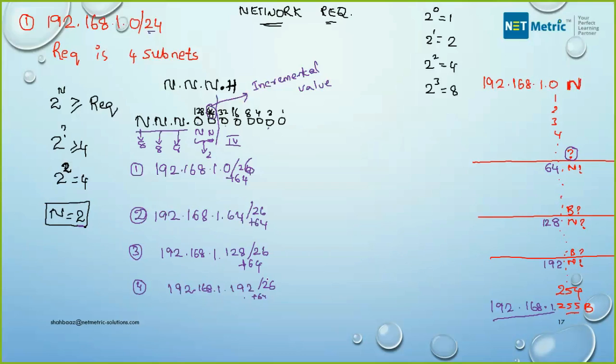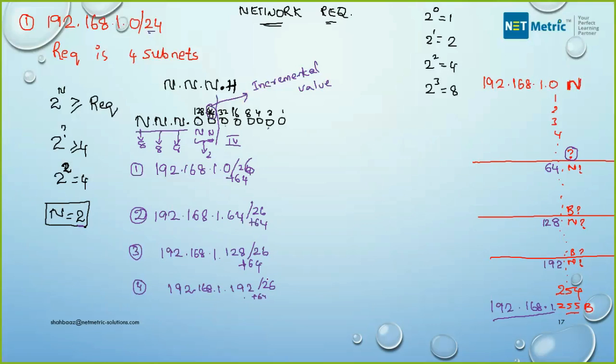Simply follow the steps whatever we did. First we need to identify n value. So for the requirement of 8 subnets, what will be the n value? 2 power 3, 8. So how many bits you have to convert? 3 bits you have to convert. If you convert 3 bits, what will be the increment value?